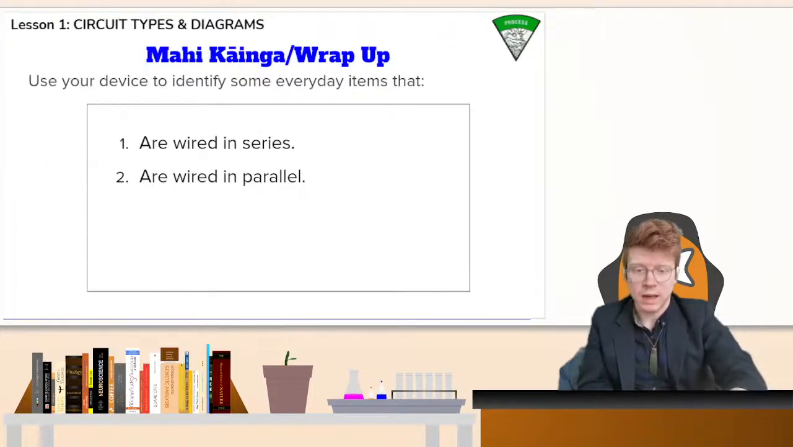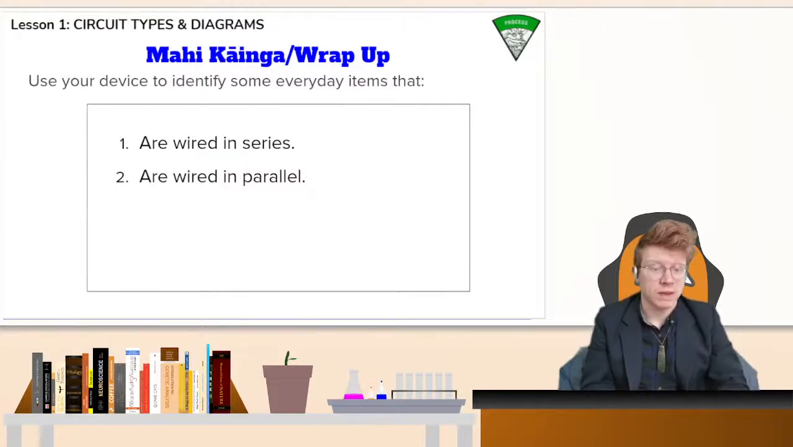Now once you've done that, there's an opportunity here for you to have a little bit of a think about times when you might encounter things that are wired in series or times when you might encounter things wired in parallel. And my encouragement to you would be to look at things around your own home. For example, light bulbs. Can you identify any light bulbs or sets of light bulbs where if one goes out, they all go out, which would indicate a series circuit, or where one goes out and all the rest stay on, that would indicate a parallel circuit.